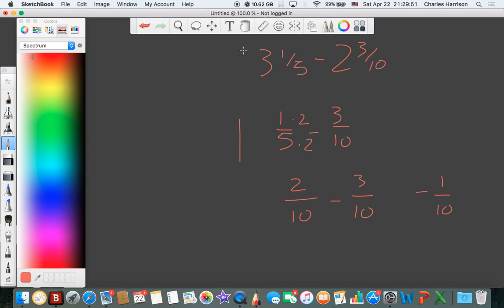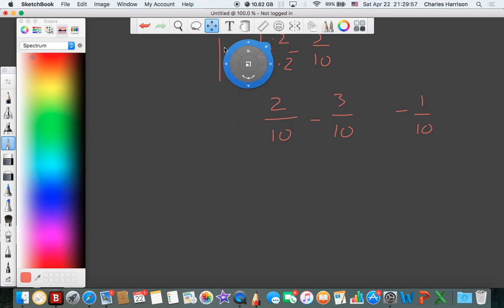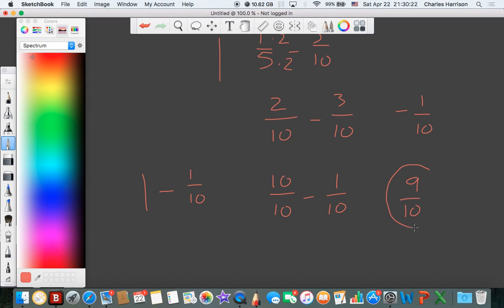Well, now we're running into another problem. That's a positive, and this is a negative. Let's move this up. So we have 1, and it's really 1 minus 1/10. Well, that 1 can be rewritten as 10 over 10, and we're subtracting 1/10 from it. Okay? All right, so subtracting 1/10 from 10/10, that is really 9/10. So the final answer is 9/10.